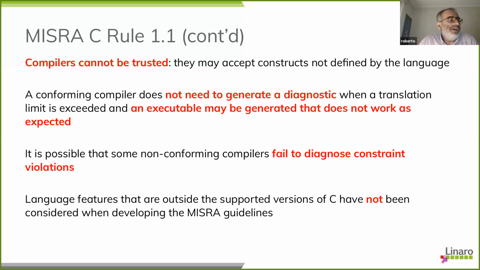The final reason why rule 1.1 is there is that language features that are outside the supported version of the C standard have not been considered when developing the MISRA guidelines. So the guarantees given by MISRA do not apply if you go outside C.